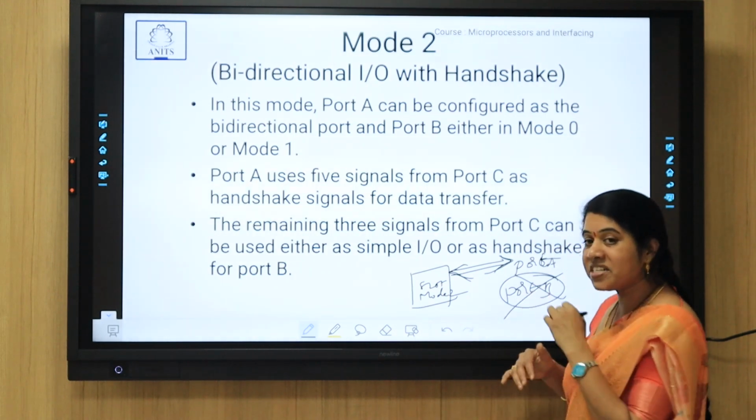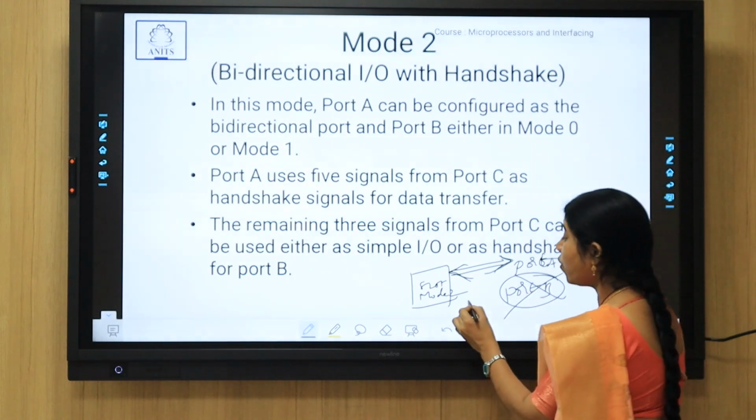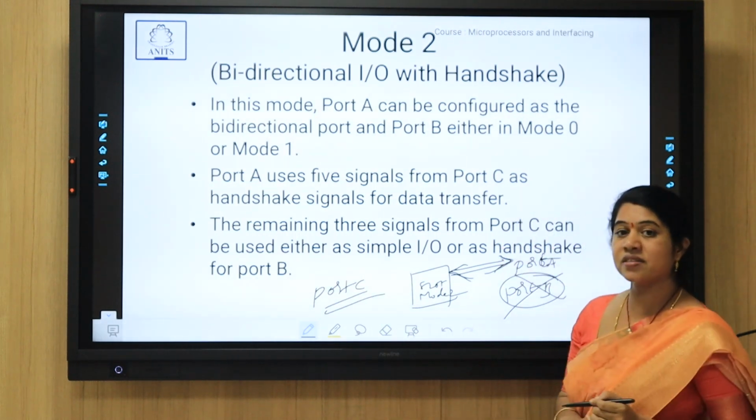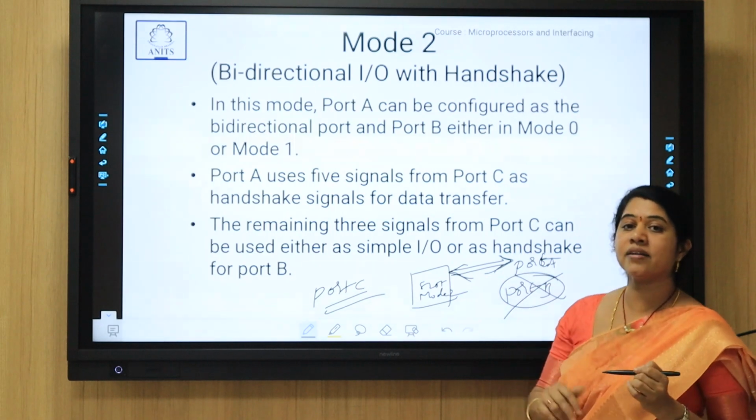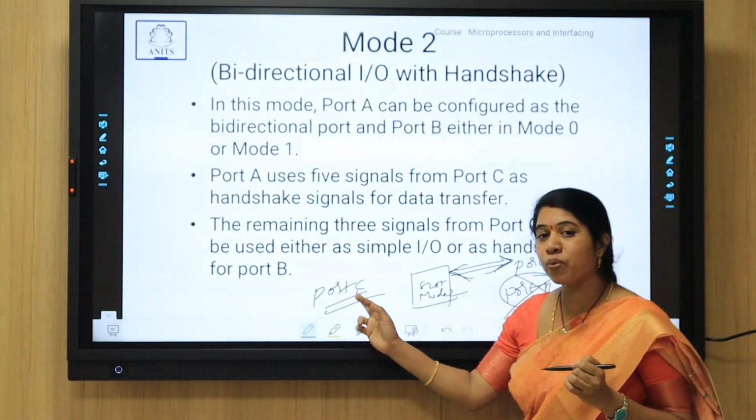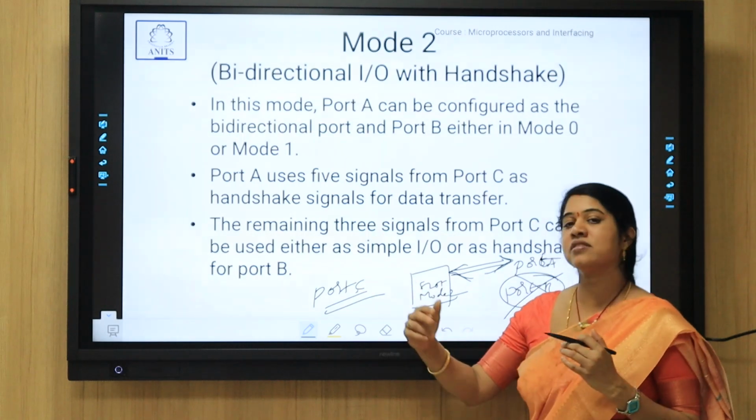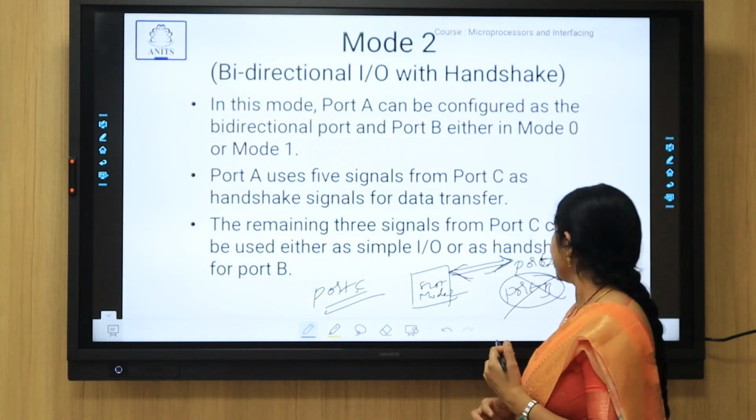To provide the handshaking signals, here port C signals will be used. To provide handshaking signals for this data transfer, the signals from port C are used. Means port C signals are used as control signals.